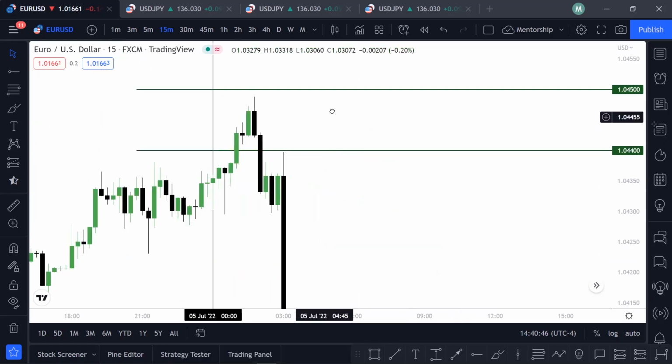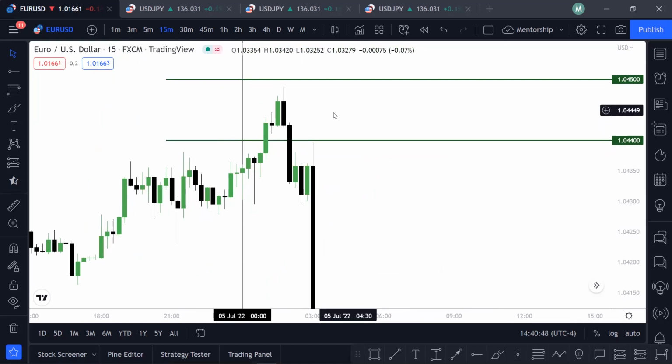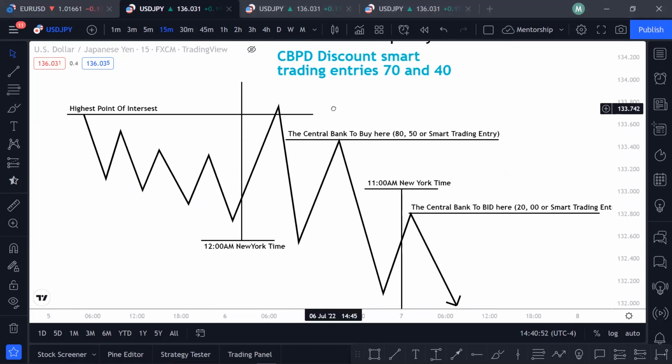Now, do you remember what I told you? If I come back here, we said if we are selling above the highest point of interest, this is the currency pair. We want to see it trade lower, then come back to either a 50, 80 or a smart trading entry. This is what I want to see. I don't want to chase price. If you come back here, what happened?